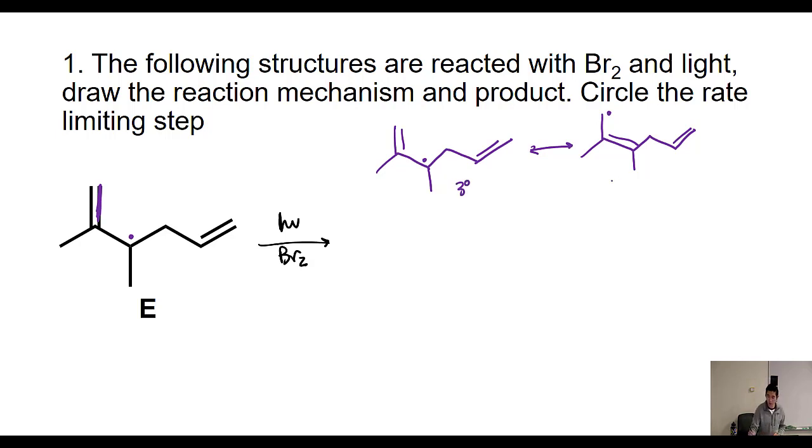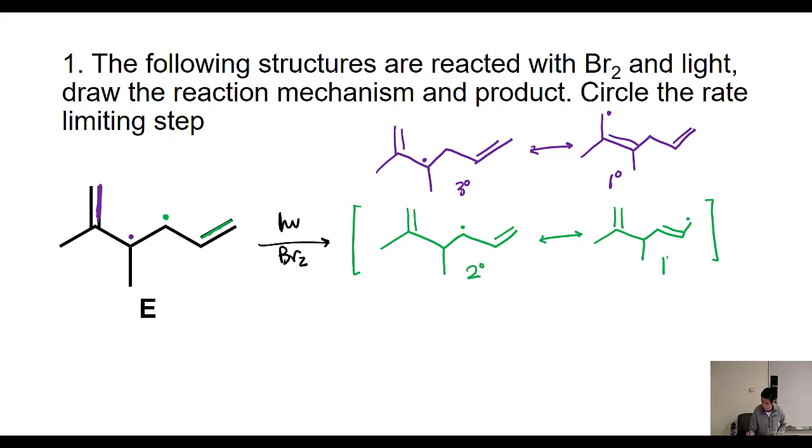So here I get a tertiary and then a primary. Tertiary is much better. Yes, but let's do the next one in green. I'm going to take this radical with this double bond as resonating. If I do that, this is secondary, primary.